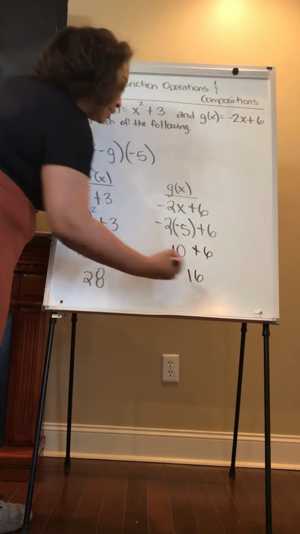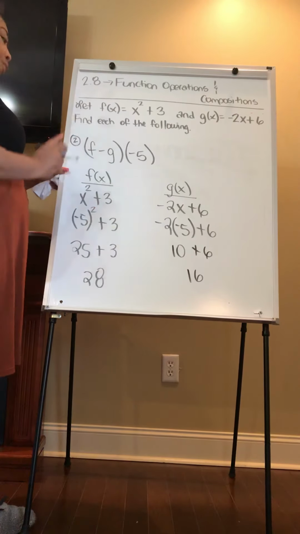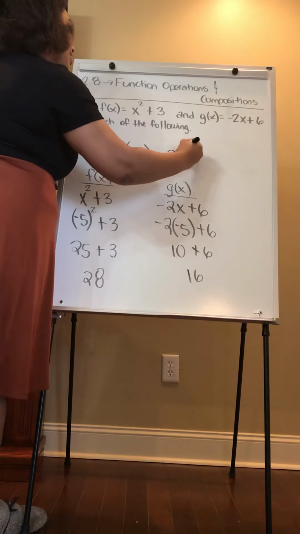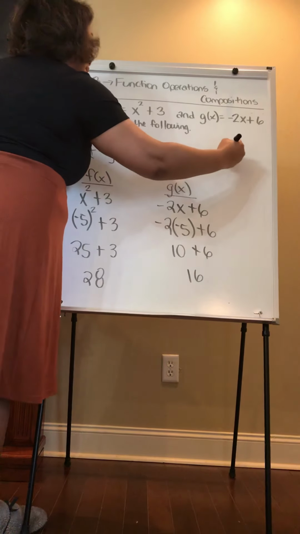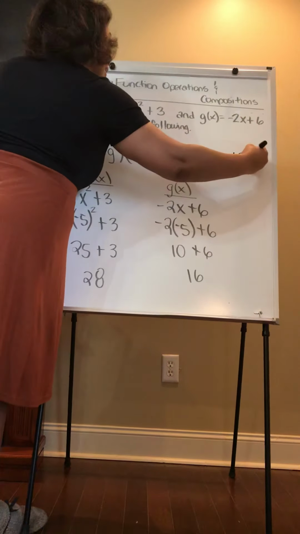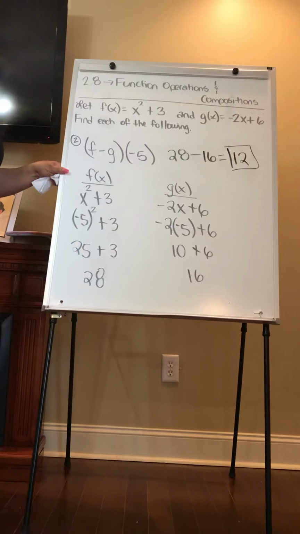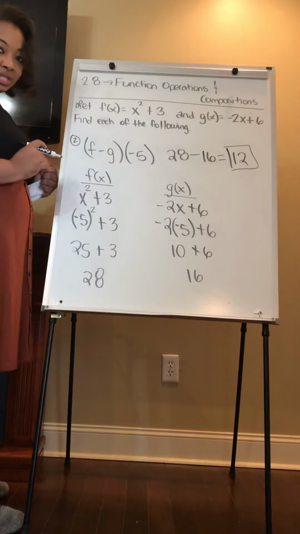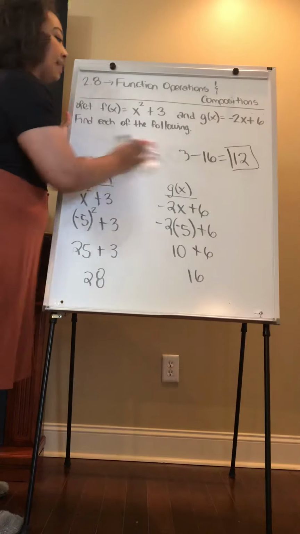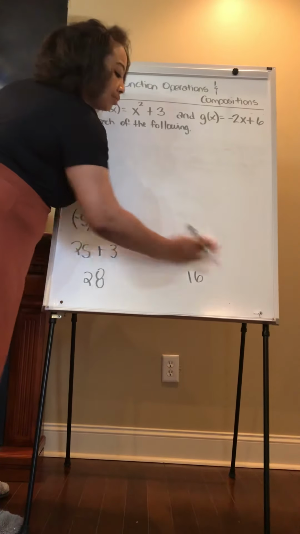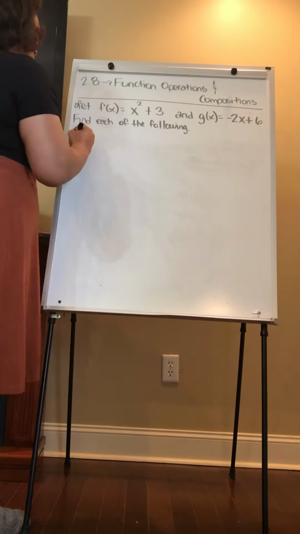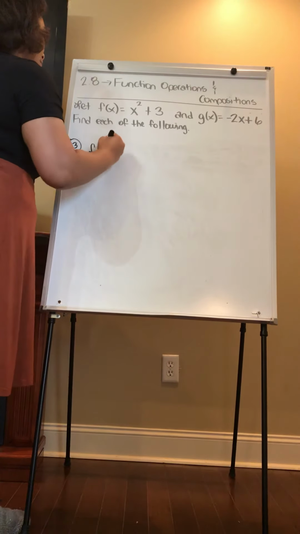Plus 6 is 16. Now, the operation for this one says to subtract. So you're going to say 28 minus 16, which will give us 12 as your final answer. Basic operation: you plug the number given into both functions and you do the operation it tells you. So we've done an adding, and that was a subtraction. Now, 2 more operations. Let's now do a multiplication.